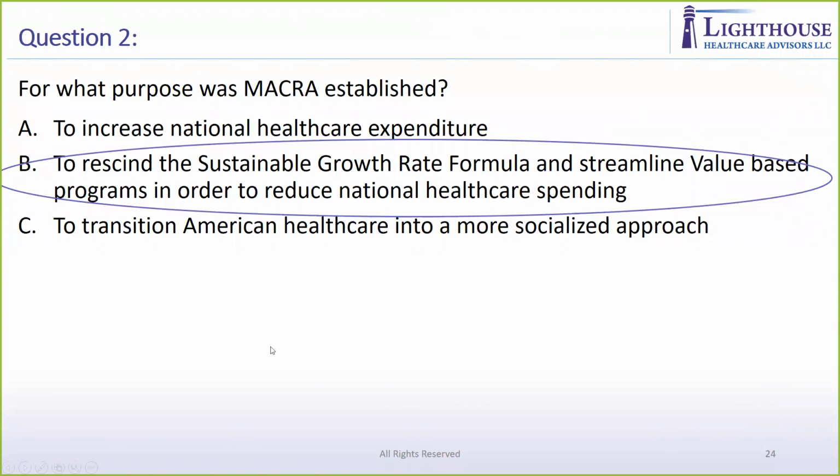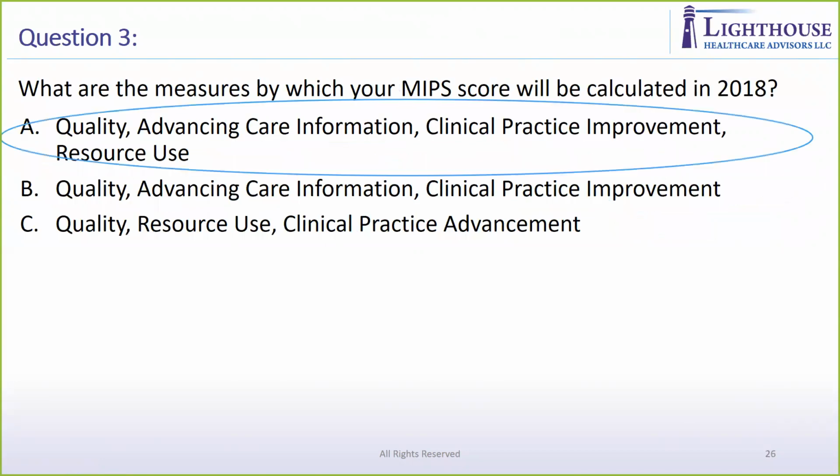Oh. All right, I'm going to close the poll. We've got about a 50-50 split. So let's see what the answer is. The answer is A. In 2018, we are including resource use in our measures calculation. So for performance year 2017, choice B would have been the correct answer. But for 2018, we are including resource use or cost.